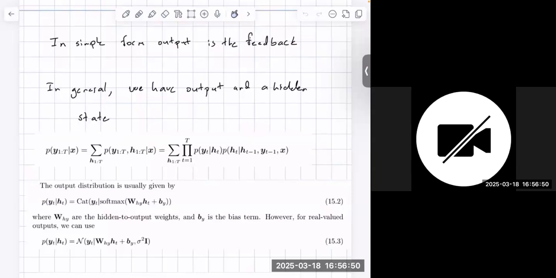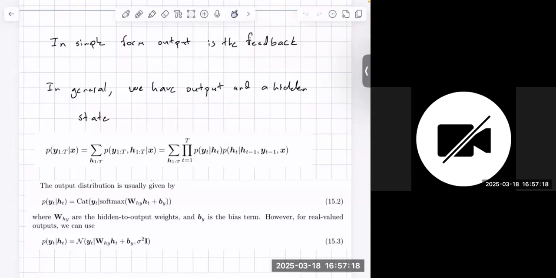As I said, in the simple form I showed you, the output is the same thing as the hidden state or the feedback. In general, if you look at your textbook, you would see an expression that looks like this. Don't be scared, it's easy, I'll explain. Your input, your previous output, and your previous hidden state give you the next hidden state and the next output. First the next hidden state, then based off of that, the next output. That's basically the model.